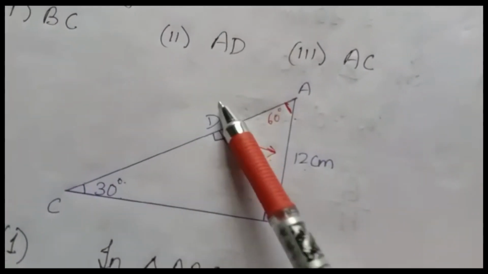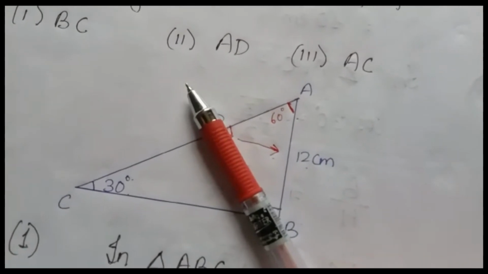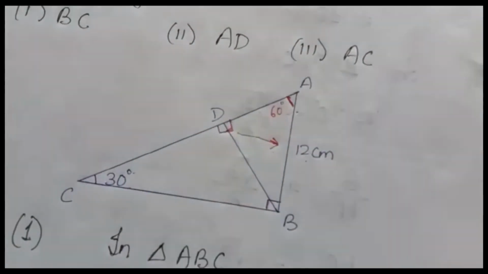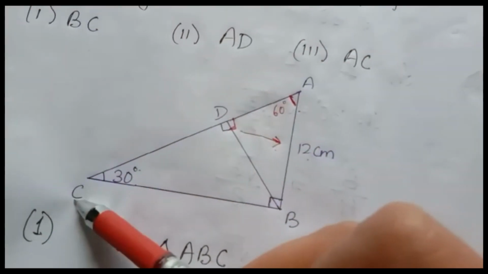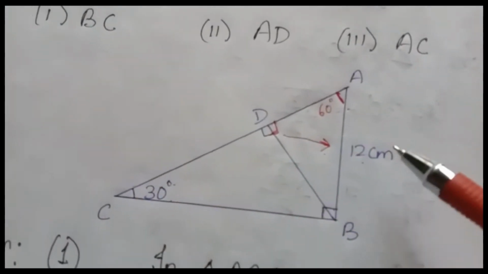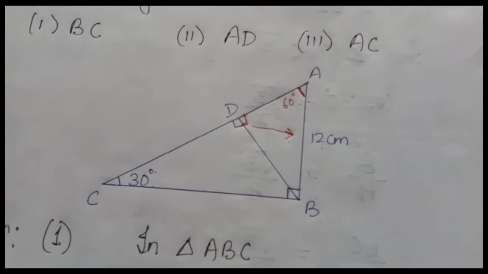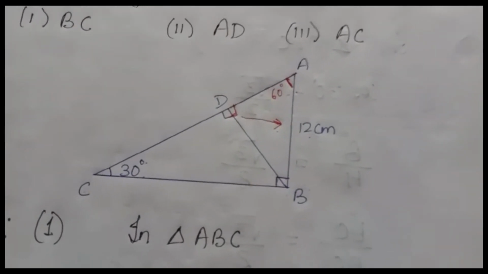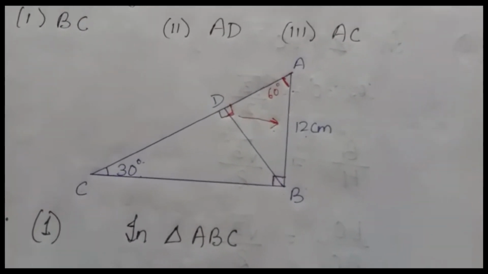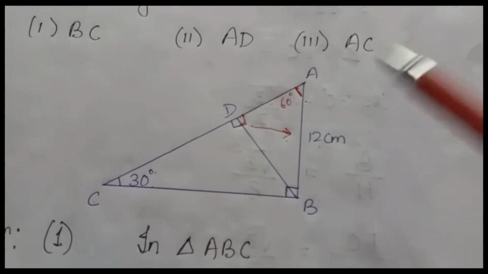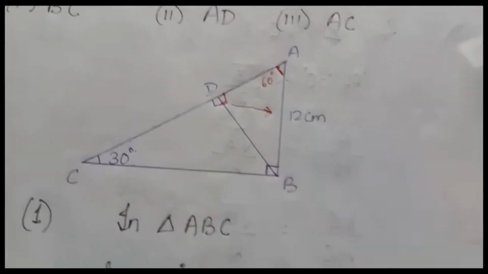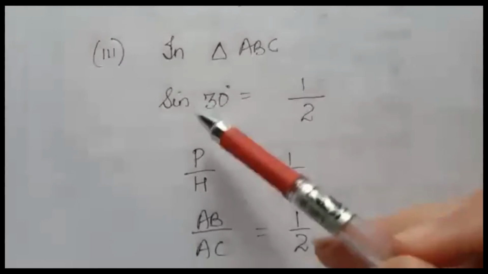To find AC, again you have to consider this greater triangle ABC. Okay, ABC you have to consider. In triangle ABC we have perpendicular, we got base. Now we have to find hypotenuse. So you can use cos, then also you'll get the answer. If you use sine, then also you'll get the answer, because we have perpendicular and base. So here I am using sine. Okay, sine 30 degree, because in this triangle theta is 30 degree.